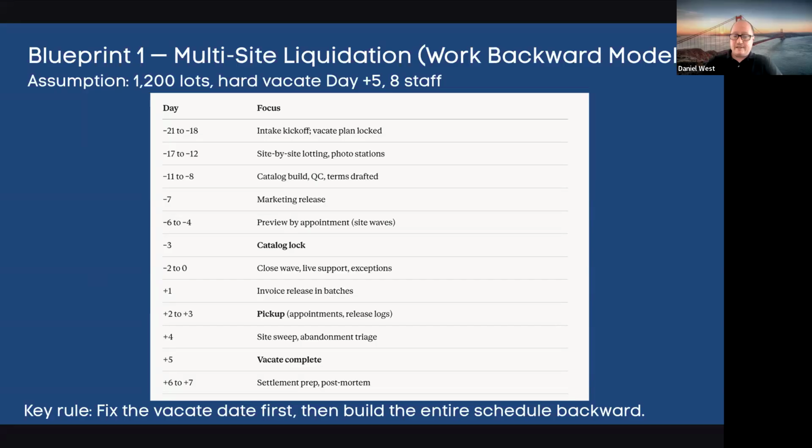And then yeah, you can see how the rest of this is structured all the way through to that really critical last phase of the post-mortem. Right? Don't forget to do that part.